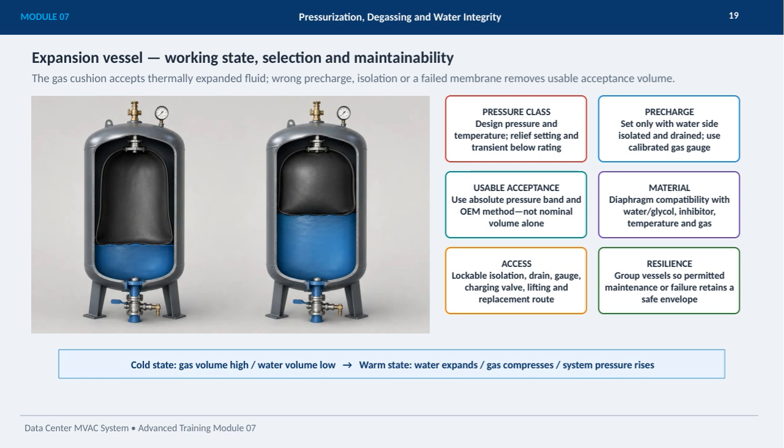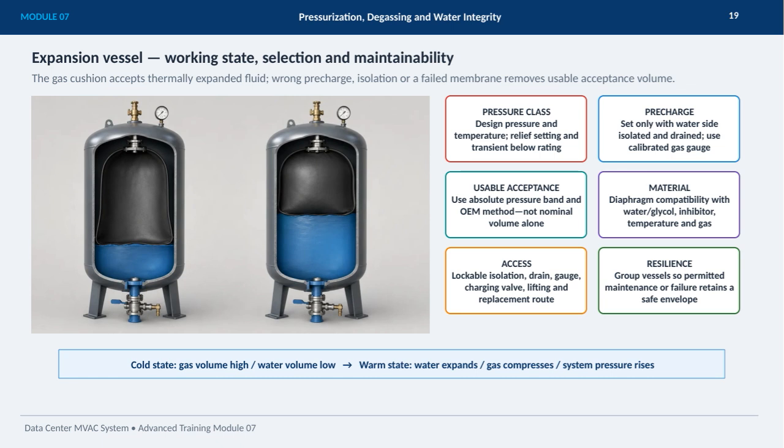First, the pressure class, which includes the design pressure and temperature, as well as relief settings and transient pressures below rating. Next, the precharge must be set accurately, and this is done only when the water side is isolated and drained. A calibrated gas gauge is essential for this. Usable acceptance volume isn't just about nominal volume. It's important to use the absolute pressure band and follow the original equipment manufacturer's method to determine this correctly.